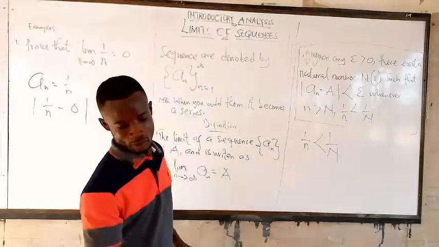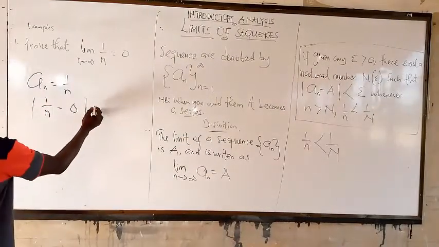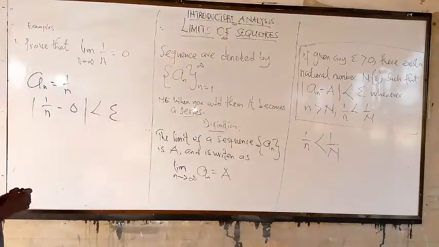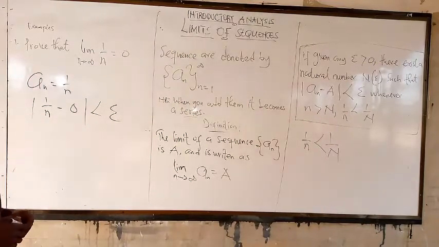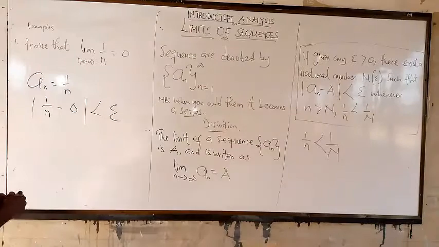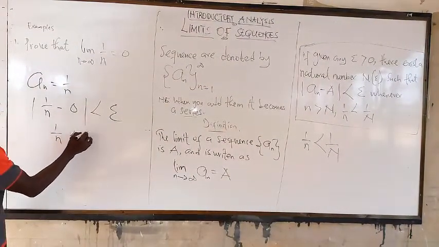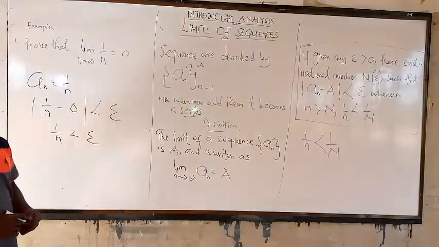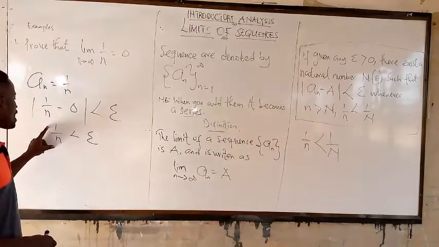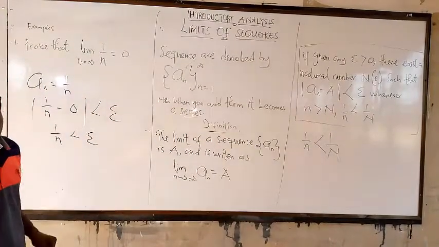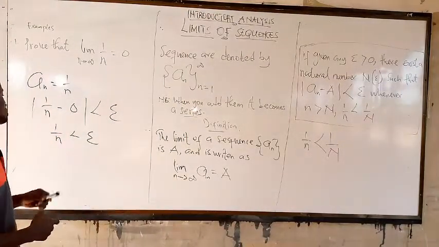And when you do that, it is less than epsilon. And now you know that with this, you are going to get 1 over n is less than epsilon. Very good. And this 1 over n is less than epsilon.